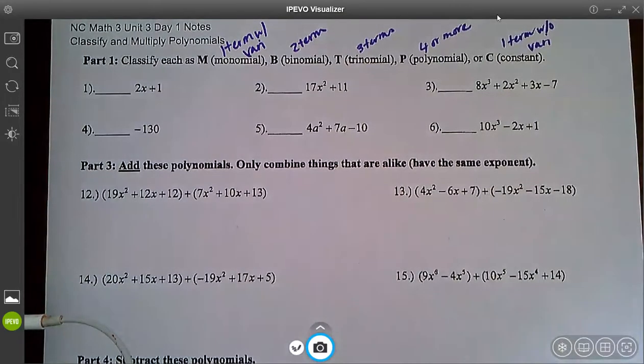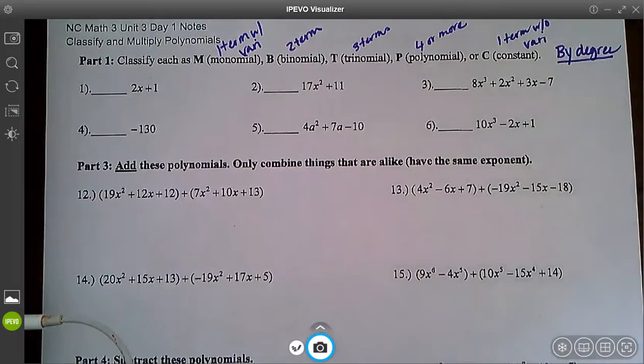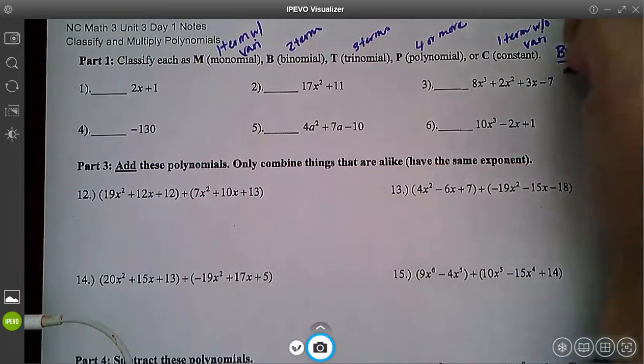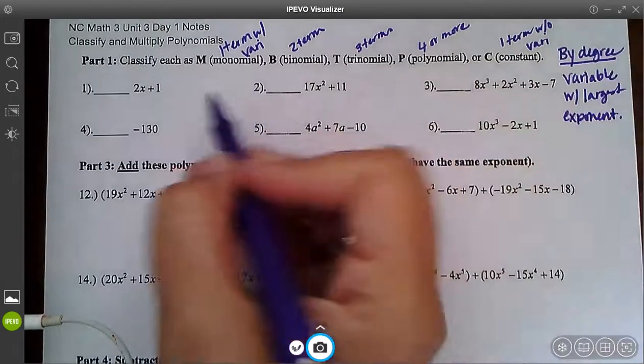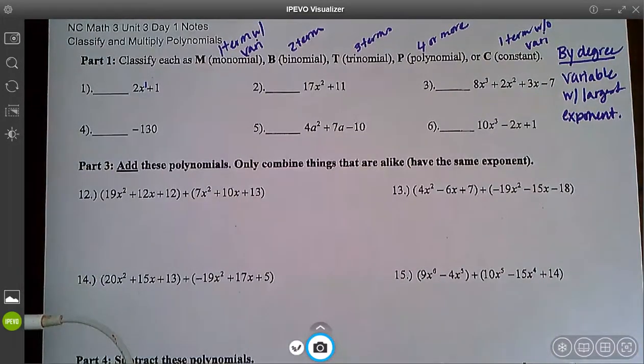We're also going to talk about classification by degree. So by degree, you're going to use the number of the variable with the highest exponent. So that exponent is your degree. The variable with the largest exponent. So in this case, our highest variable has a power of 1. So this is going to be a first degree.